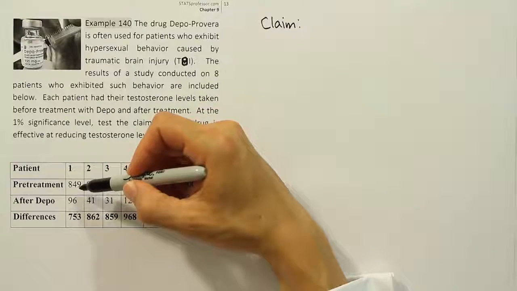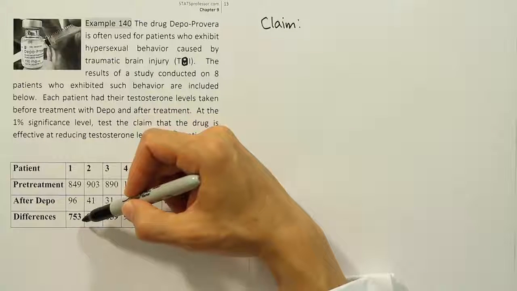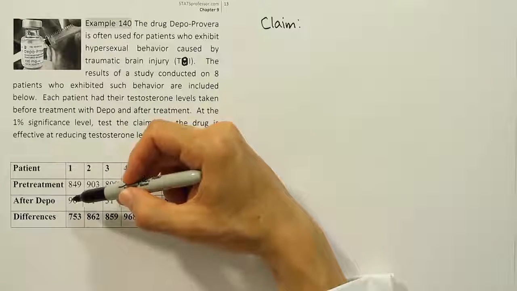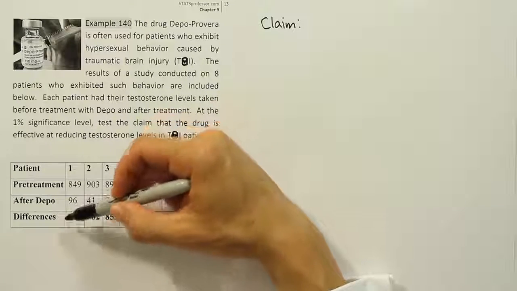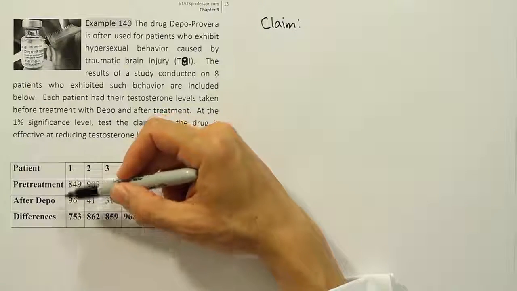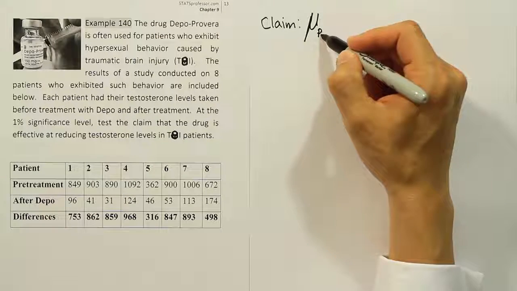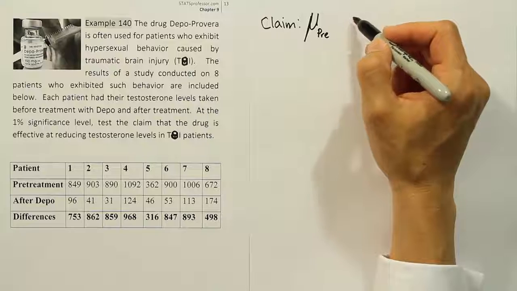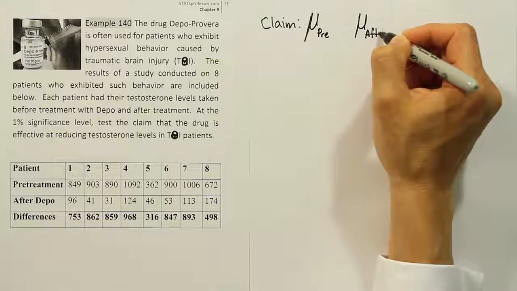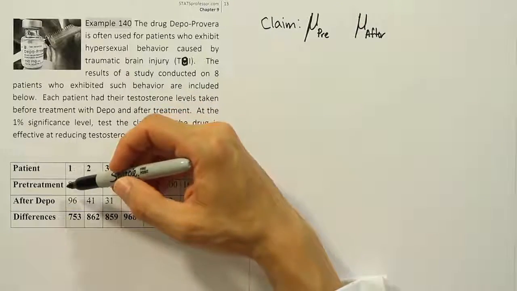You can tell they must have subtracted 96 from 849 in order to get 753. If they did it the other way around, that would be a negative 753. So if they did 96 minus 849, we would have had negative 753. So it's clear that they did basically before minus after. So you could write it as the mean for pre-treatment is related to the mean for after treatment. And why did I do it in that order? Because that's how they did the subtraction, pre minus after.